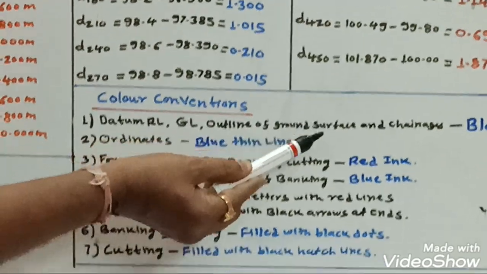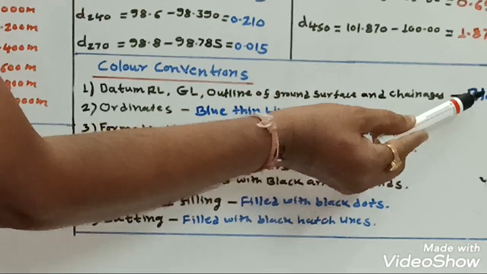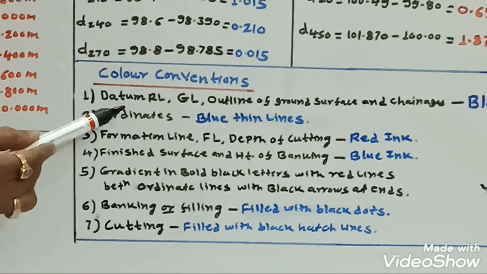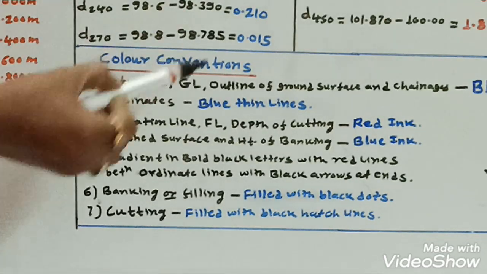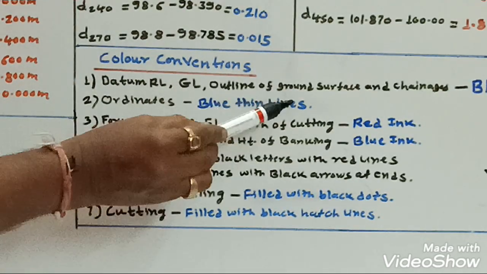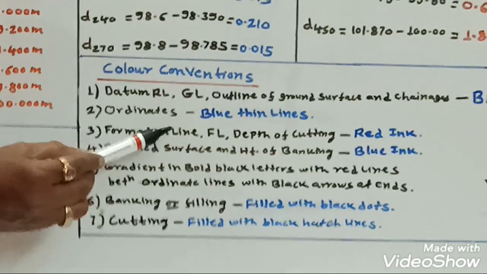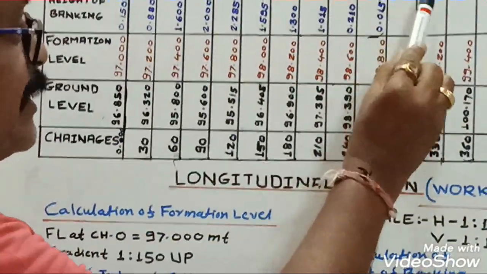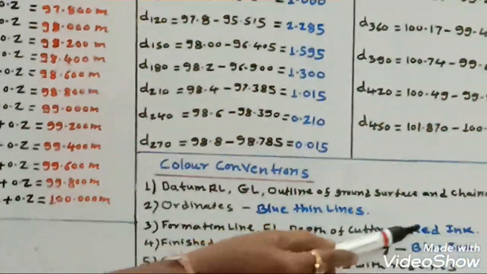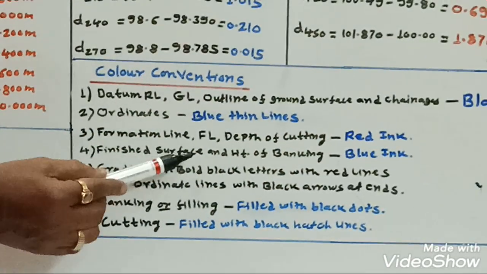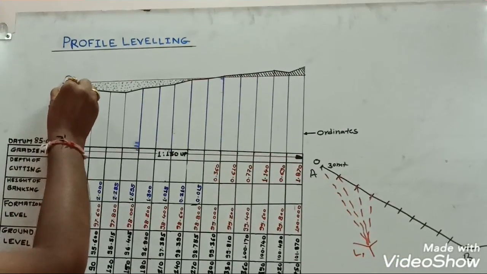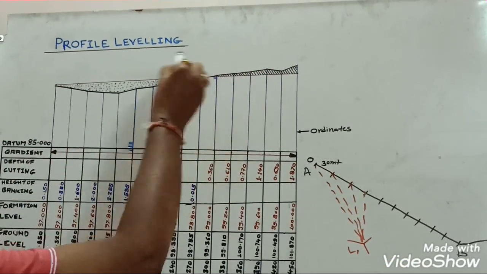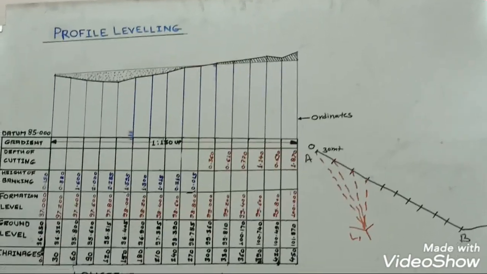outlines of ground surface and chain edges are written in black ink. Then these are ordinates, means these vertical lines above datum up to ground point, they are given in blue thin lines. Then this red color formation line, this formation level, depth of cutting, these are given in red ink. Then finished surface and height of banking, and over this formation level there is finished road surface or rail surface, that is shown in blue ink.